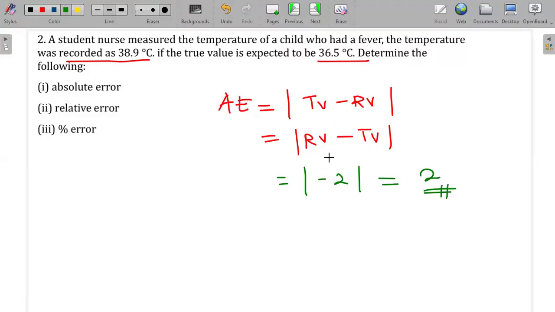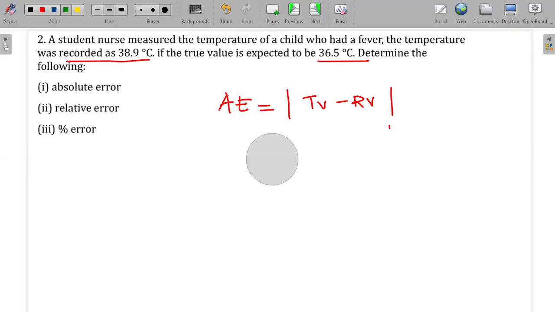modulus. Later on in math, you're going to learn about the modulus functions. Okay, so the modulus functions will just cancel out the negative. So whether you have a positive number in between them or a negative number, you are still going to get a positive answer. Okay, so for this question, we're just going to use this one here. Absolute error is equal to the true value minus the recorded value.